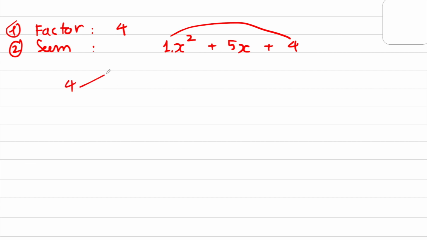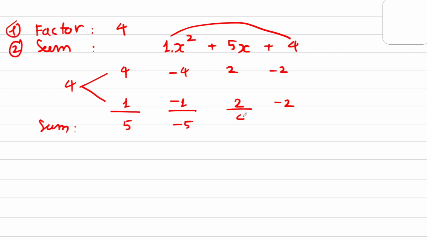But the first step, I have to factor 4. 4 will become 1 times 4, or minus 4 times minus 1, 2 times 2, or minus 2 times minus 2. The next step, I will focus on the sum of each option here. First one, you get 4 and 1, this means 5. Here is minus 5, this one is 4, and the last one will be minus 4. And I will focus on the second coefficient, which is 5. That's why I will choose this option.